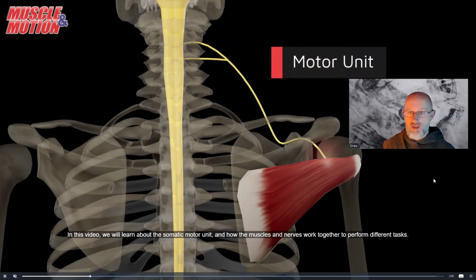Okay, so where the nerve connects to the muscle is called the motor unit. So think motor as in action, and unit because the nerve's going to branch off and it's going to connect a lot of muscle fibers. So it creates like a little group or a unit that works together.